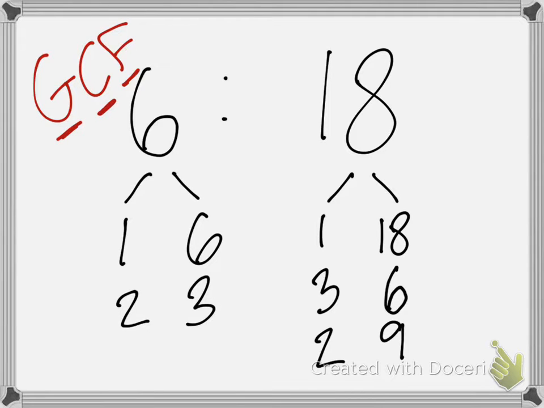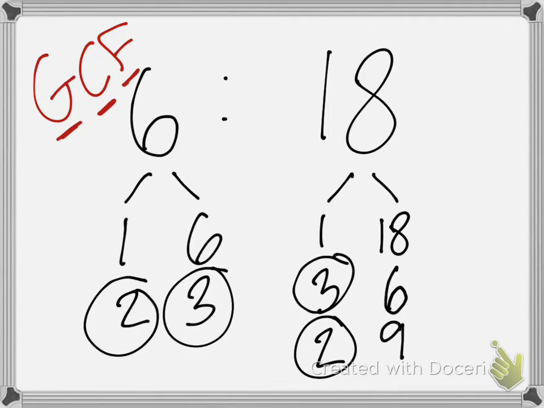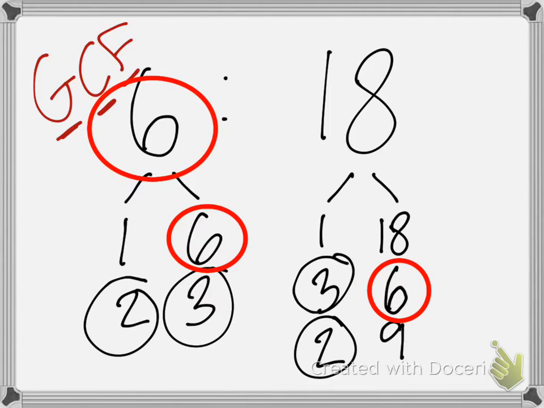So, I would just like to point out, too, if we look at the other factors that they both have in common, they have 2 and 3. Hey, what's 2 times 3? 6. That's the greatest common factor that they both have in common. That's why we always write out that first one, that 1 to 6 or 1 to 18, because sometimes the greatest common factor is the number itself. Let's look at the next slide.